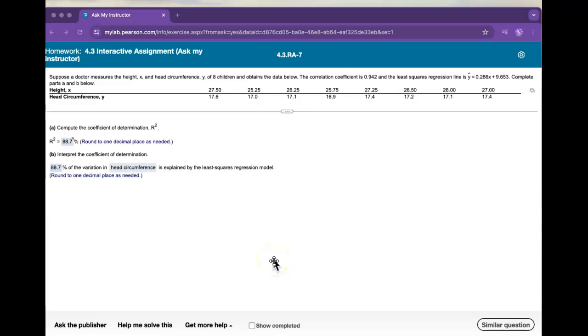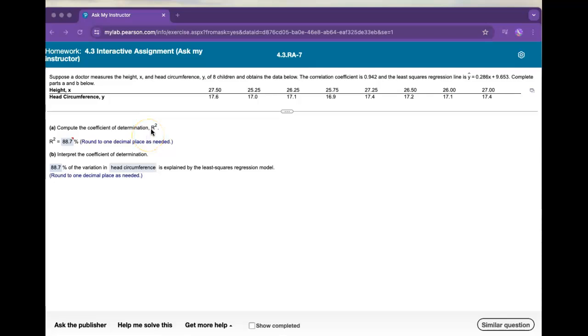Okay, in this problem, we're given some information. The doctor measures the height, X, and the head circumference, Y, of 8 children. And this is the data that we have to work with. And we're told what the correlation coefficient is, 0.942, and the least squares regression line, which is this. And we're asked to answer the coefficient of determination.